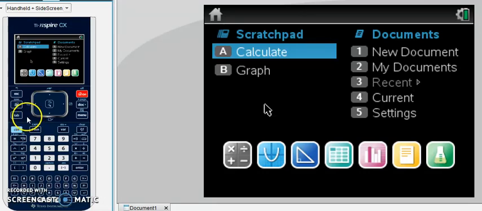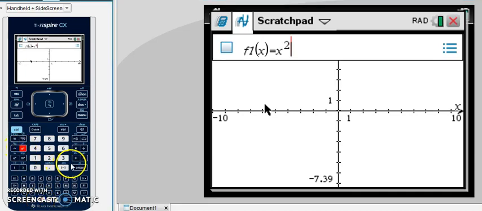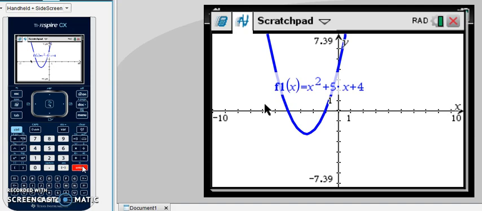One way we can use our graphing calculator to help us factor trinomials is by going into our graph and typing in the trinomial that we're trying to factor. For example, if we had x squared plus 5x plus 4, and we hit enter, one thing that we know about a trinomial is that where it crosses the x-axis is what's called their zeros. So we can use these 2 points to help us figure out how we can factor our trinomial.